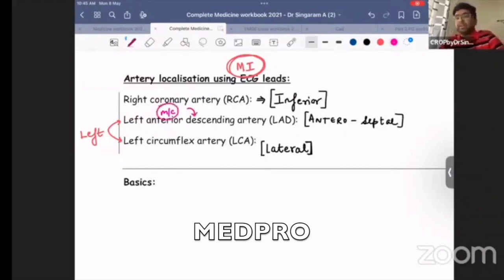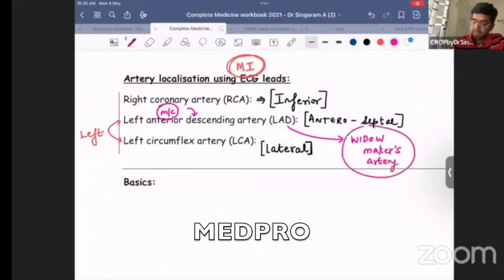Generally, myocardial infarction is more common in males compared to females. So that is why this artery causes more deaths in males. So this artery is also called what? It's also called the widowmaker's artery. Okay, right. Widowmaker's artery. All right. Are you able to follow?